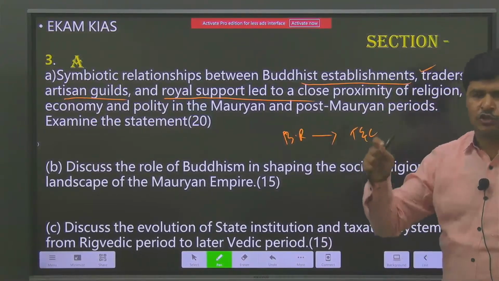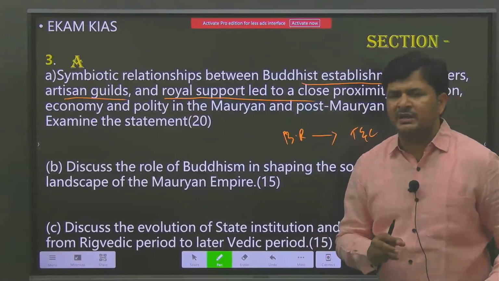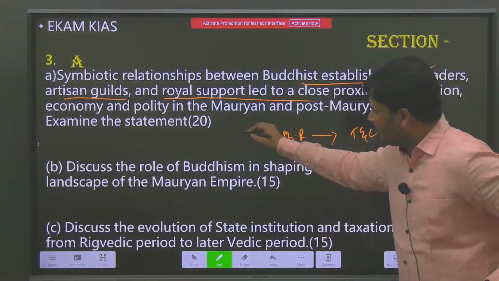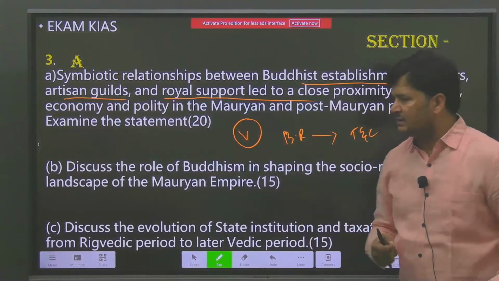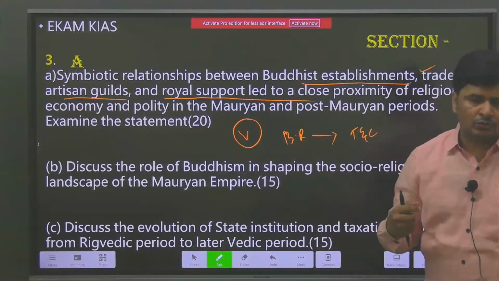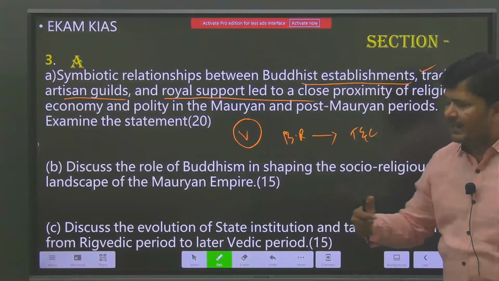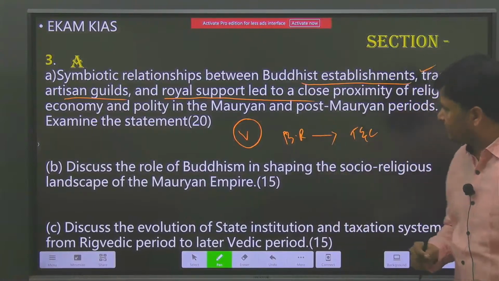In fact, there were many communities which tilted towards Buddhism from the existing Vedic religion, especially the Vaishyas. Vaishyas by profession were traders, and by faith they were Buddhists. So whenever they went for trade and commerce, they carried Buddhist principles. This is how you have to write for this question.